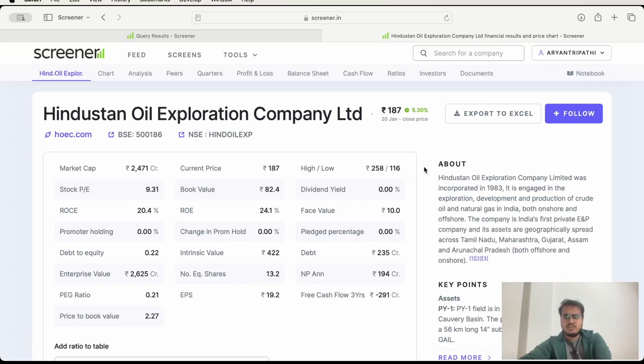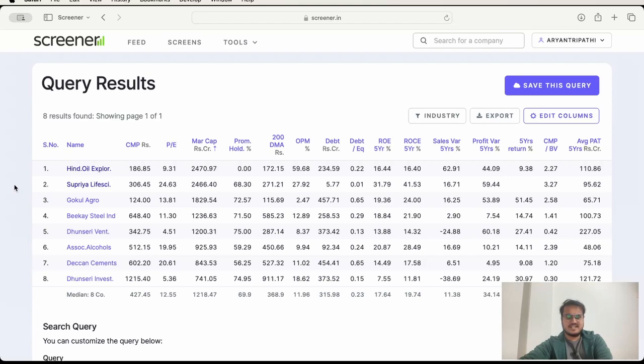So I am very bullish on this. I was looking at this stock from 165, it moved to 187, almost 20 to 23 rupees, so 15%. But still I see there is a lot of potential. So maybe I'll read more about it and then I'll see if I can invest in this stock or not. So this is the second screener.